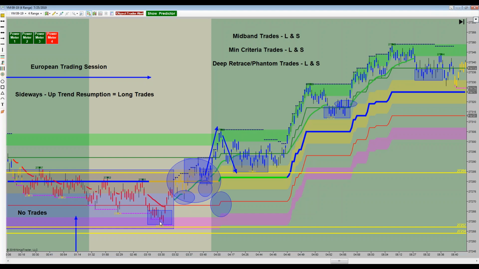And what we said before in all these webinars is that these are all valid trade types. But if you aren't good at any one of them, I think you want to try to focus on one. The one I would suggest is trying to get really good at mid-band trades. That's a good start. Figure out how on your chosen instrument, when a market comes into this mid-band area, whether it's trending up or down, you're going to get really good at this trade first, and then expand out to minimum criteria and deep retrace phantom.